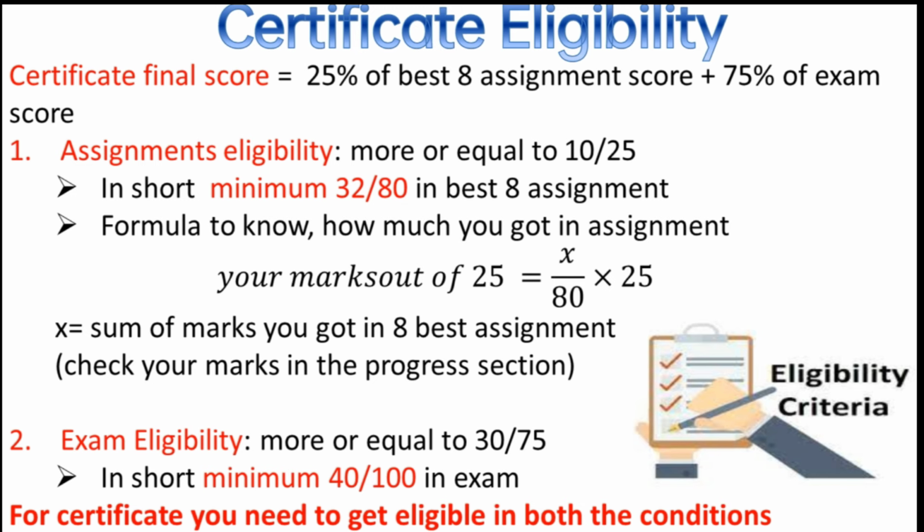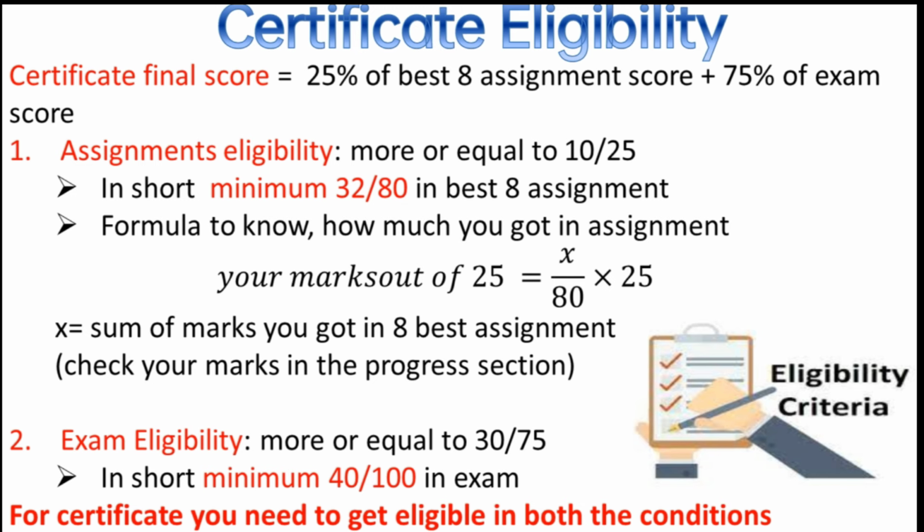So how to know exactly how much you got, what is the score in your assignments that will be written in the certificate? You can calculate it here. The formula is given, that is x. What is x? x is the sum of marks you got in all the 8 best assignments, divided by 80, into 25.